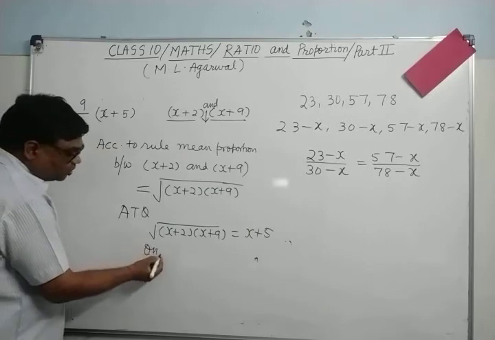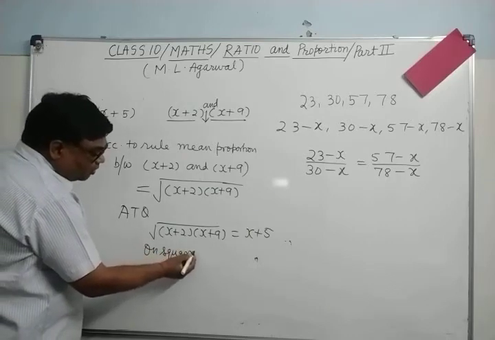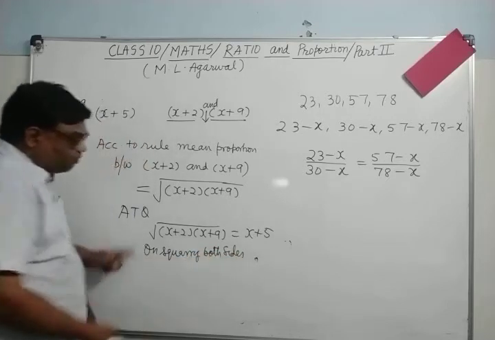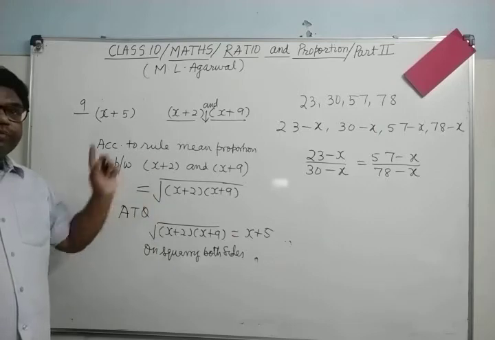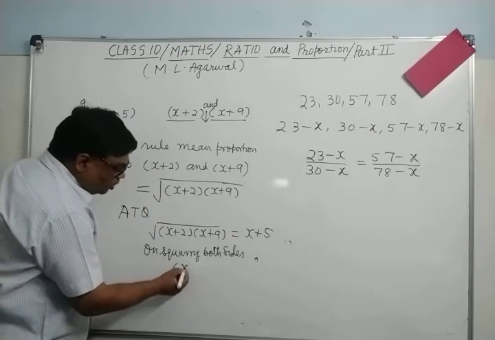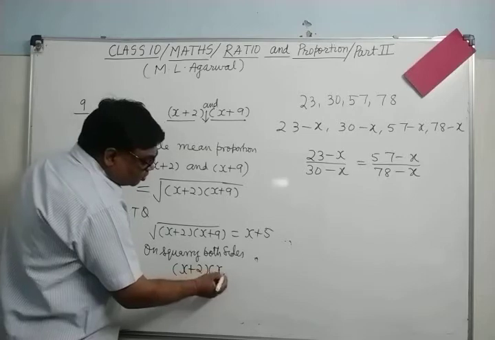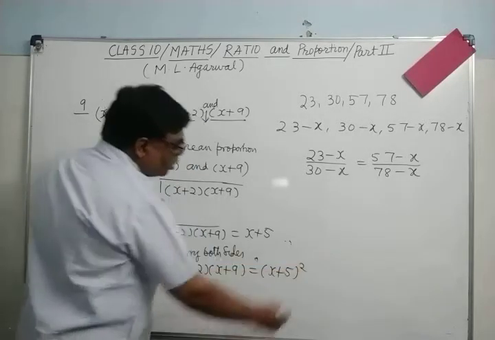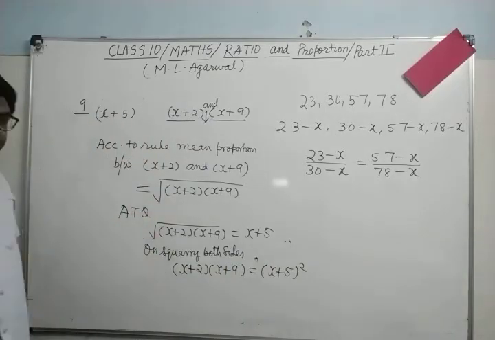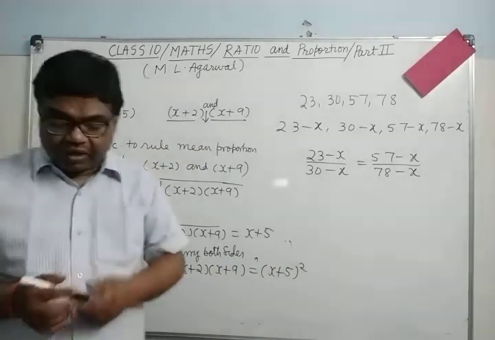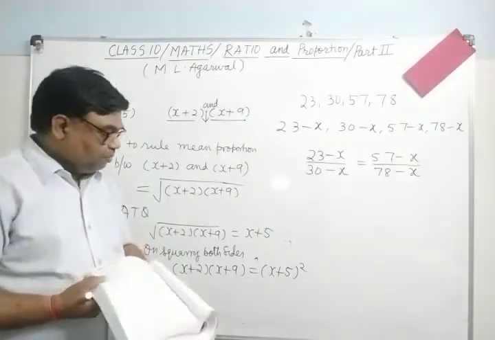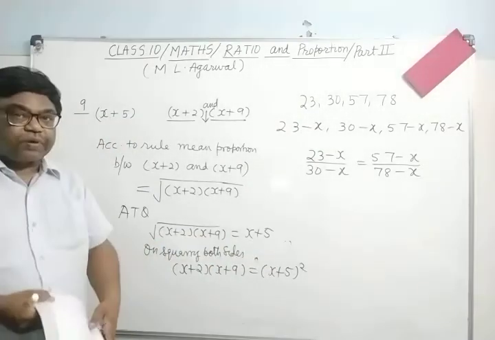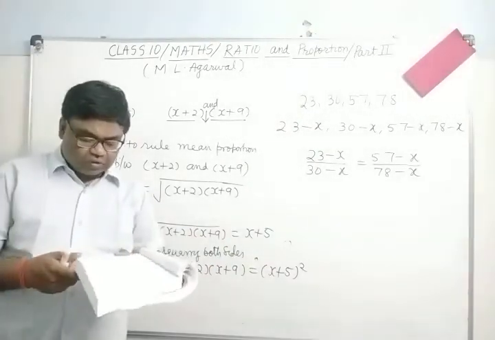On squaring both sides, the square root will be removed: (x plus 2)(x plus 9) equals (x plus 5) whole square. When you simplify, you can get the value of x. Open the right side using the (a plus b) whole square formula, find the product on the left, and then find the value of x.